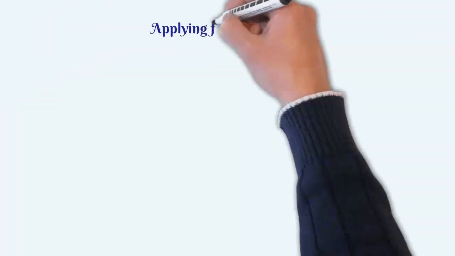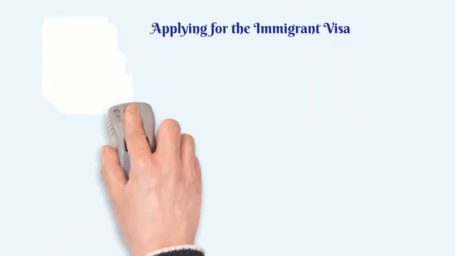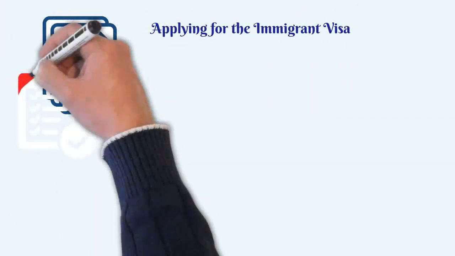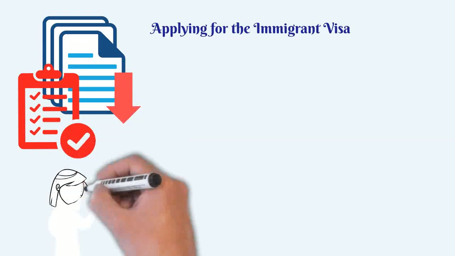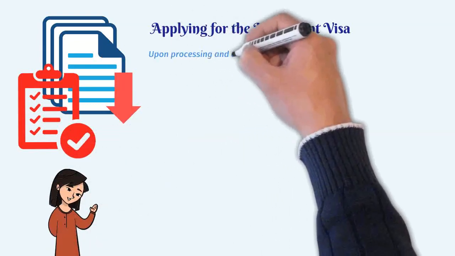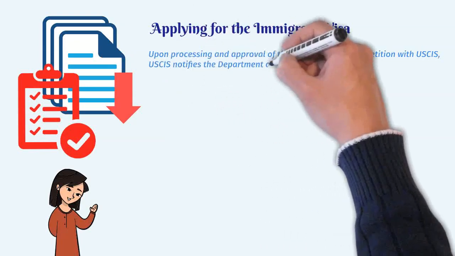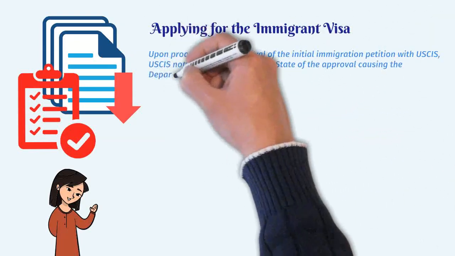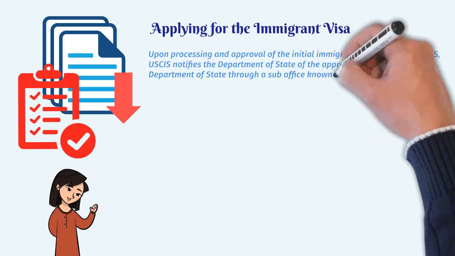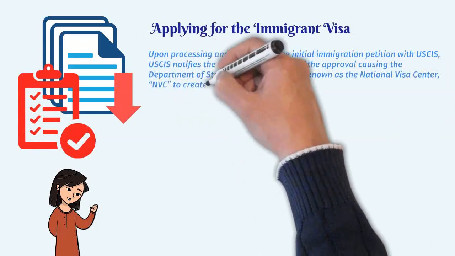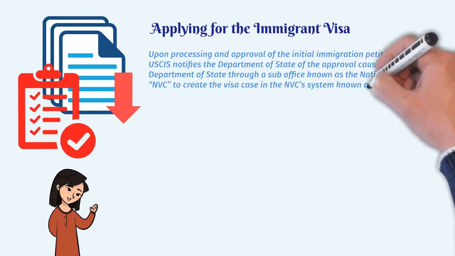Let's talk about applying for the immigrant visa. Upon processing and approval of the initial immigration petition with USCIS, USCIS notifies the Department of State of the approval, causing the Department of State, through a sub-office known as the National Visa Center or NVC, to create the visa case in the NVC's system, known as the Consular Electronic Application Center or CEAC.